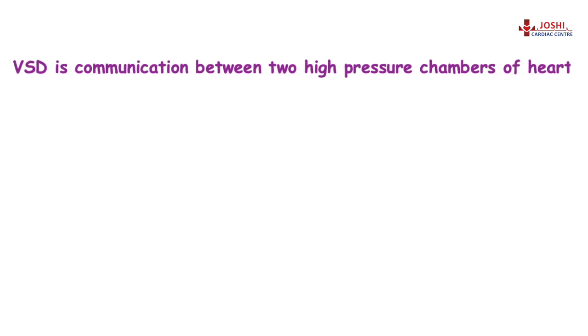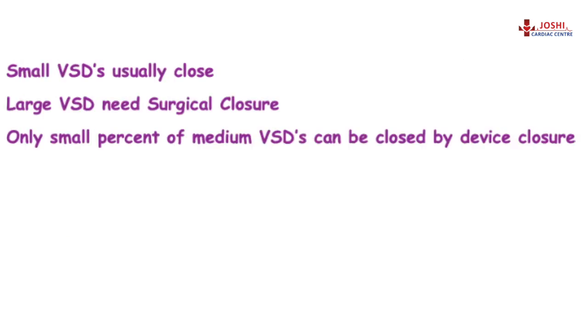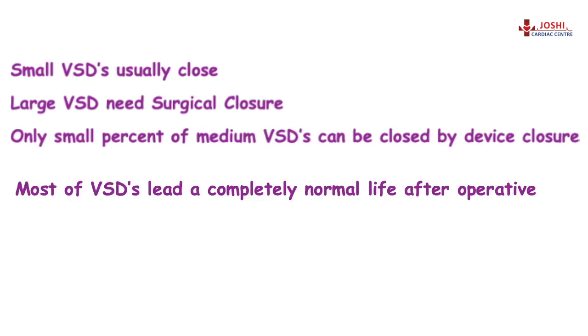So to conclude, VSD is a communication between two high pressure chambers of the heart. Millimeters don't matter. VSD can cause breathlessness, difficulty in feeding, excessive sweating, inability to put on weight, and frequent respiratory tract infections. Small VSDs usually close on their own. Large VSDs need surgical closure. Only a small percent of medium-sized VSDs can be closed by device closure. Most of the patients of VSDs lead a completely normal life even after open heart surgery.